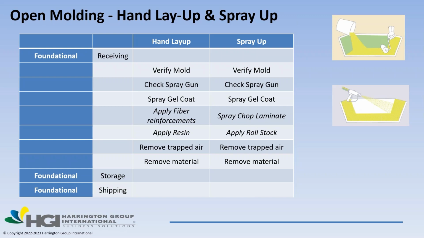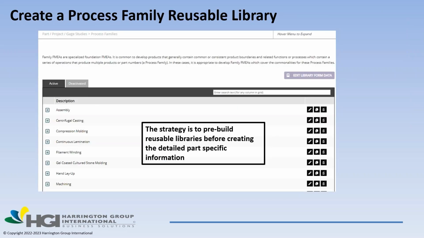So how can we leverage this? My suggestion is that we create a process family of reusable libraries. So the strategy is to pre-build reusable libraries before creating the detailed part-specific information. Again, this is where it takes a little thought, because there's a couple of different ways to do it. The objective is to do the approach that mirrors or is common with the people in your company.